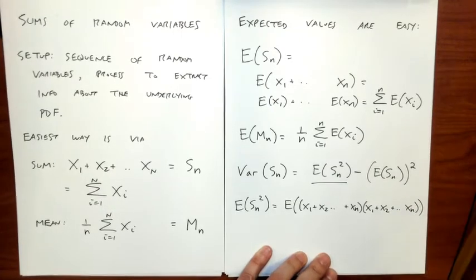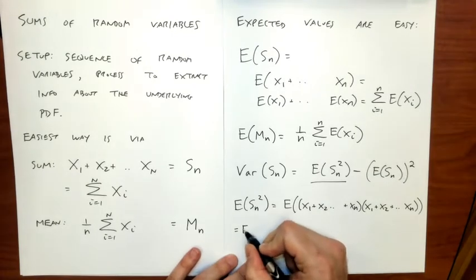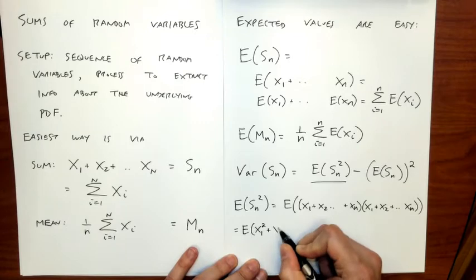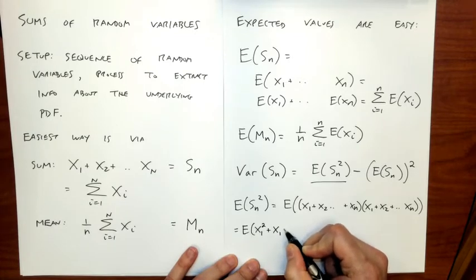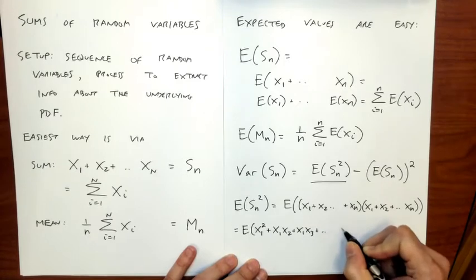And I can see actually that there are going to be n squared terms here. If I multiply this out, I'm not going to multiply everything out.